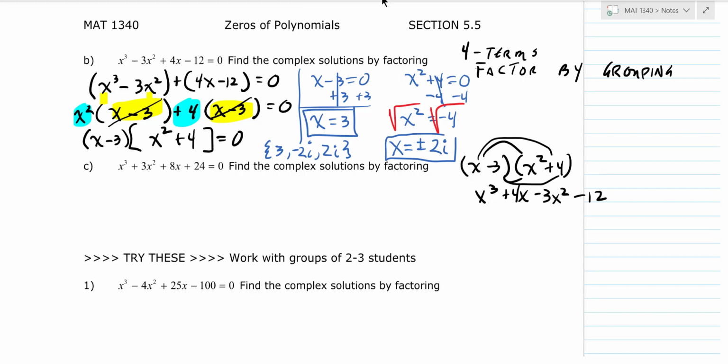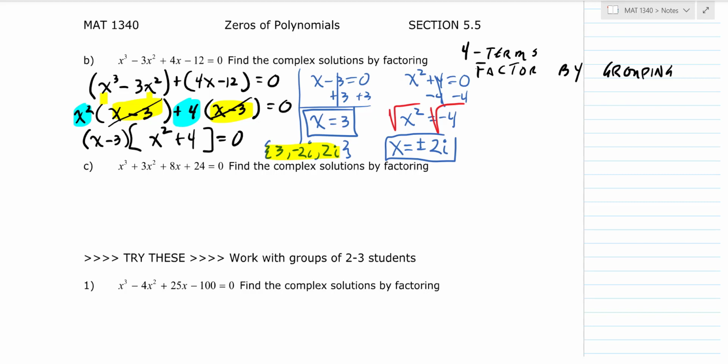Now the complex conjugates theorem told you that your complex numbers always come in pairs. So you have negative 2i, you have positive 2i. All right, so that's how that works out. Okay, so we're going to just kind of focus on factoring on this. The next problem, we're going to pretty well do this the same way.